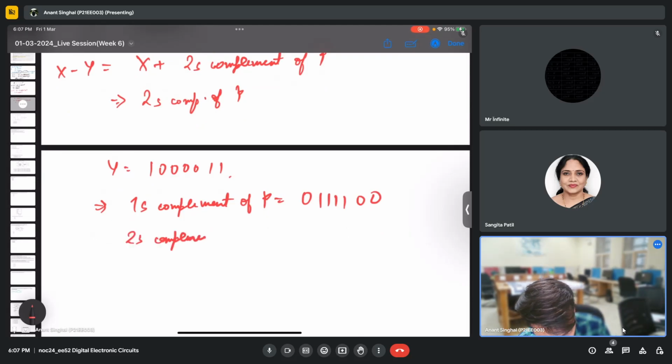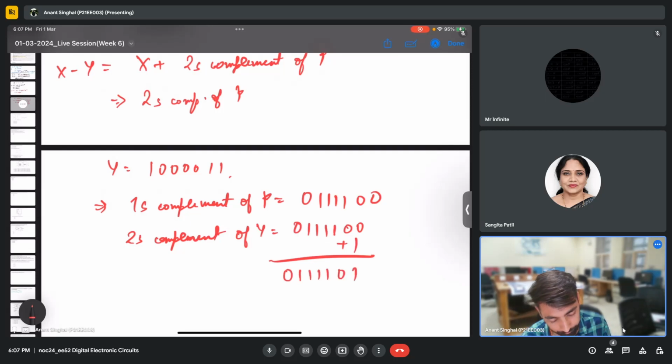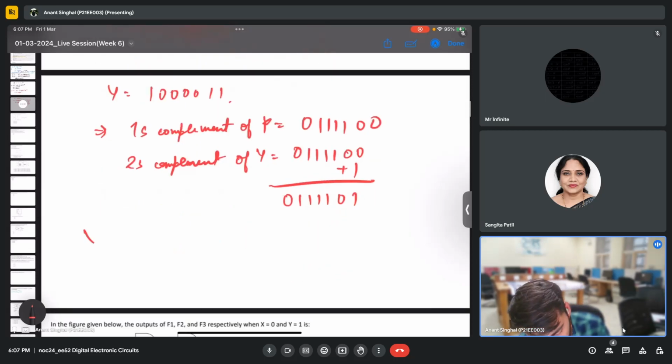So here is the 2's complement of y. It will be the 1's complement plus 1, as we already know from last week's lecture. So this is 0, four times 1, 0, 1. Now to compute the final x minus y, we need to add this 2's complement of y to the given x.